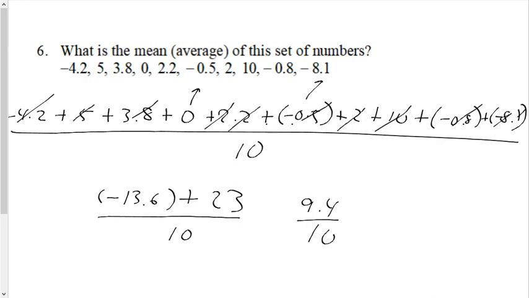And then when you divide by 10, the easiest thing is you just move your decimal one place over. So therefore, the average is -0.94. Now, you can use a calculator for this if you have to. No big deal.